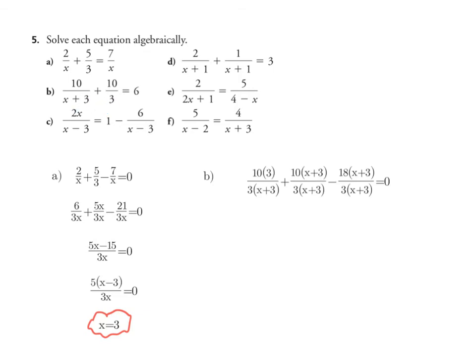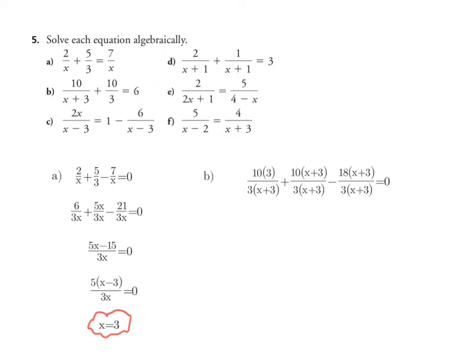Part B, I'm going to start skipping steps a little bit. I'm going to bring the 6 to the other side, but at the same time, I'm going to make sure they all have a denominator of x plus 3 times 3, just to save some time. So multiply this one by 3 over 3. I multiply this one by x plus 3 over x plus 3. And I multiply this one by 3 times x plus 3 over 3 times x plus 3. This one needs a 3 and an x plus 3 to have a common denominator. So this 6 times 3 is 18, and x plus 3 over x plus 3.